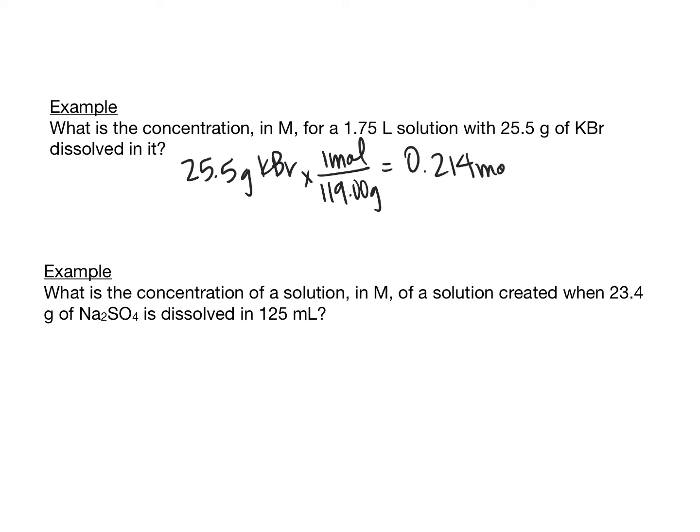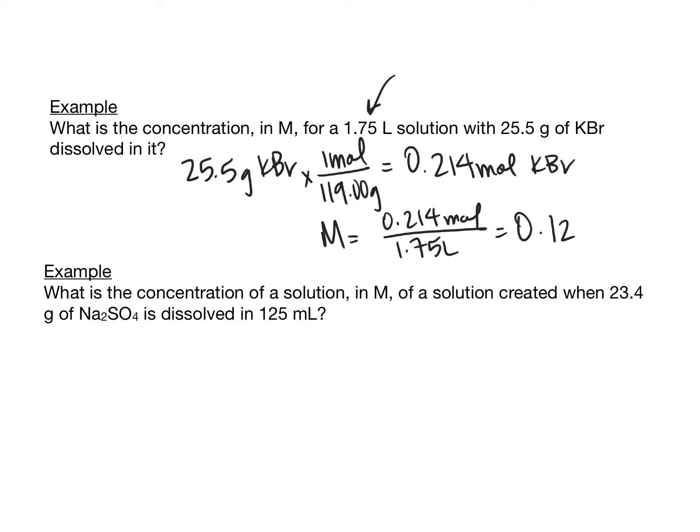That's going to give me 0.214 moles of KBr. So the molarity is moles, which is 0.214 moles, divided by the volume in the problem, 1.75 liters. In this case, we are going to get 0.122 molar KBr. And if we check the problem, we will see that we have the right number of significant figures. So if we can determine the moles, we can determine the concentration, provided we have a volume.